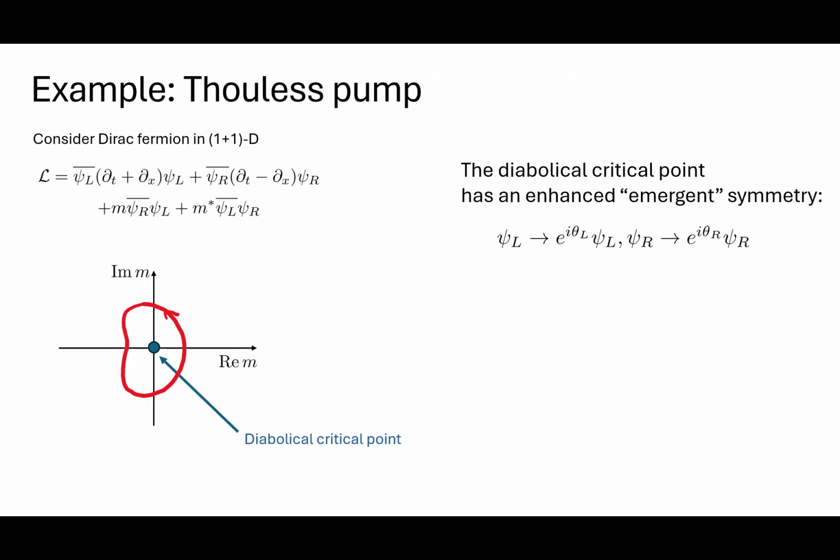And this diabolical critical point does have an emergent symmetry, right? Because at the diabolical critical point, you turn off the mass term, so then you have this kind of axial U1. In other words, you can rotate the phase of psi L and psi R independently. So microscopically, you only have a U1 symmetry, but at that critical point, you have a U1 times U1 symmetry. And this U1 times U1 symmetry is also anomalous.